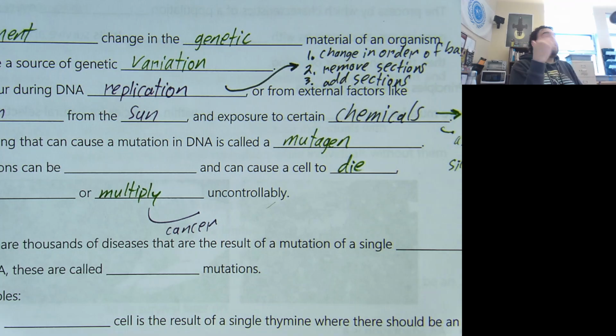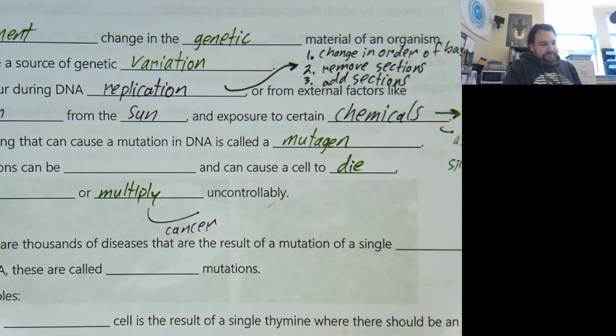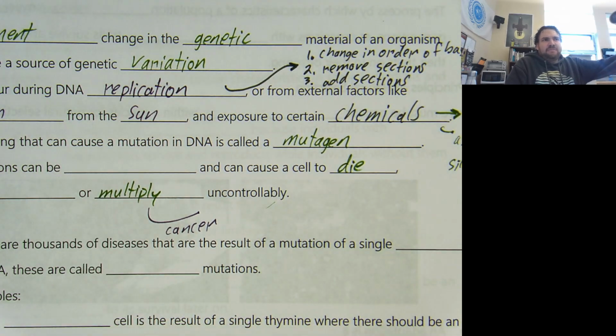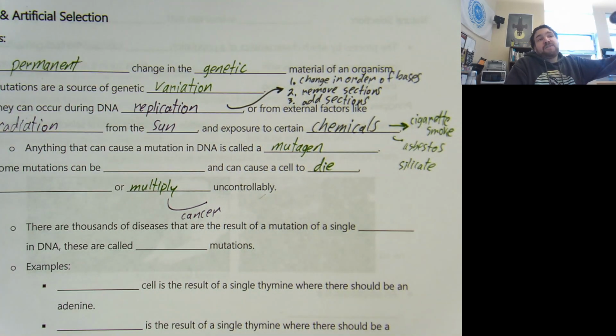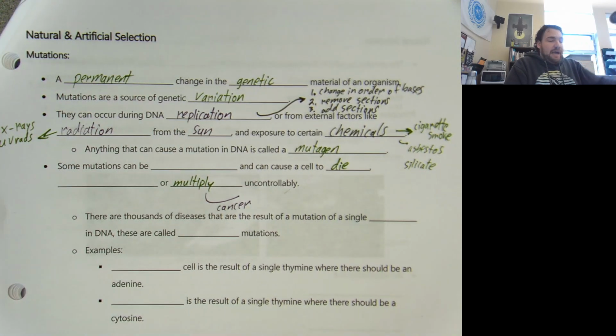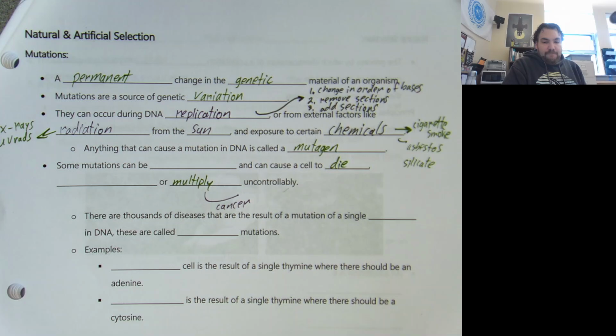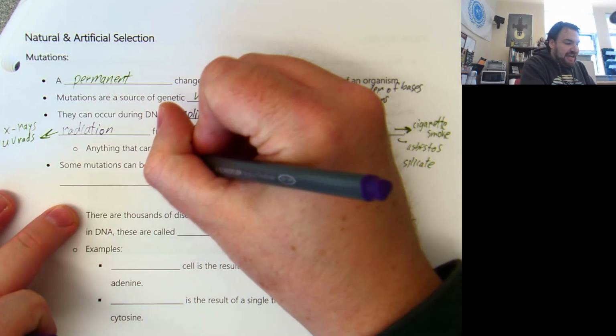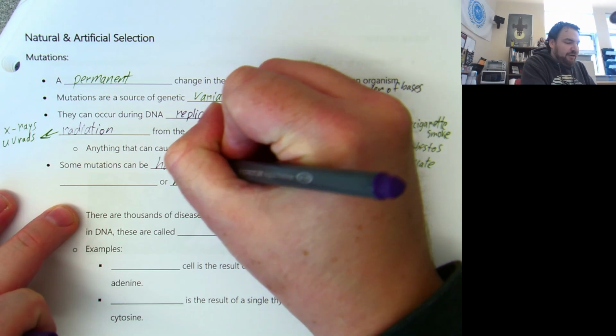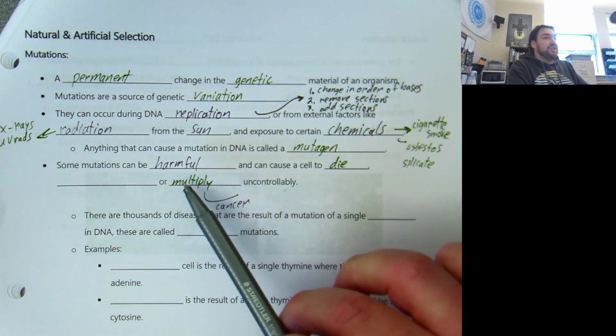And there are certain tissues that are more susceptible to this than others. Your lungs, your skin, breast tissue in both men and women. Oil? I don't know. That one I cannot speak to. So some mutations can be harmful, and I would argue that most mutations are harmful.